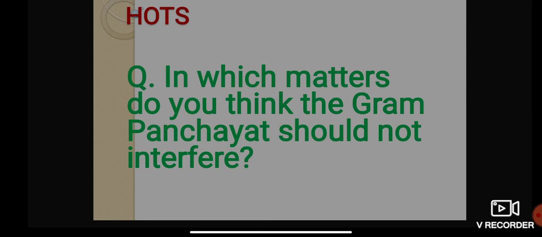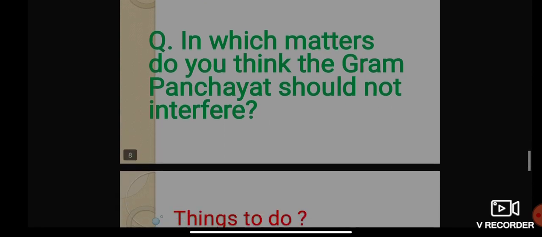Just listen to the answer. The Gram Panchayat should not interfere in cases relating to personal matters, that is, marriage or religion of people. These are situations where people should be free to make choices. They should be allowed to get married to whom they want to, and to follow whichever religion they want to follow, because these are situations where people should be free to make choices.